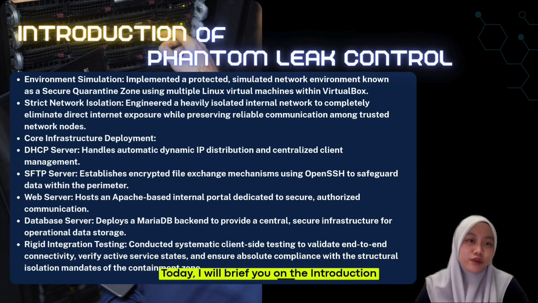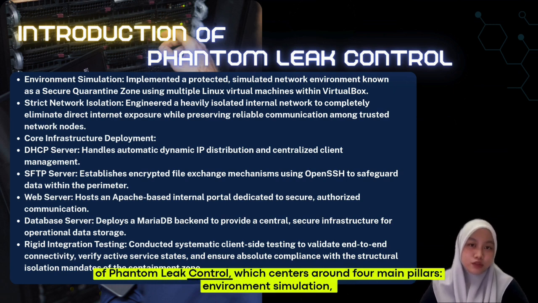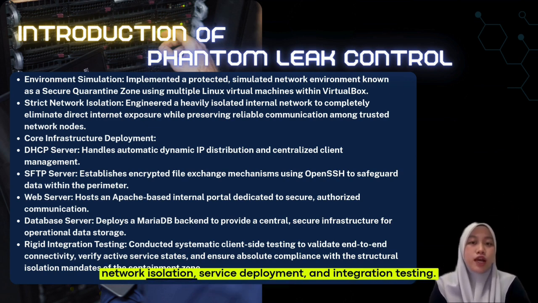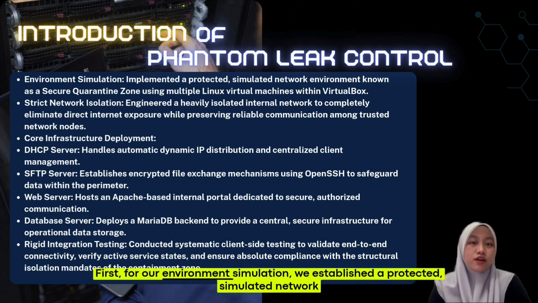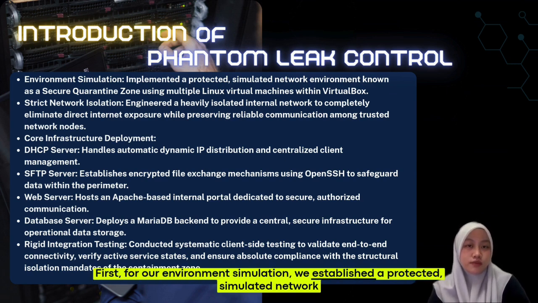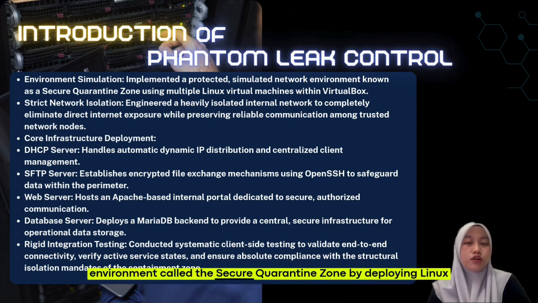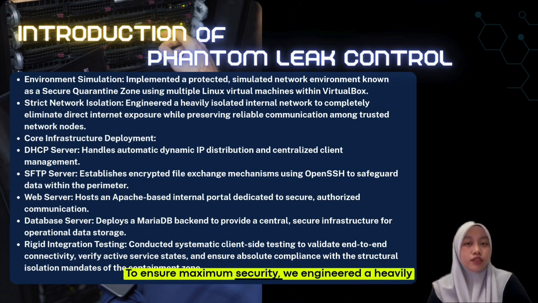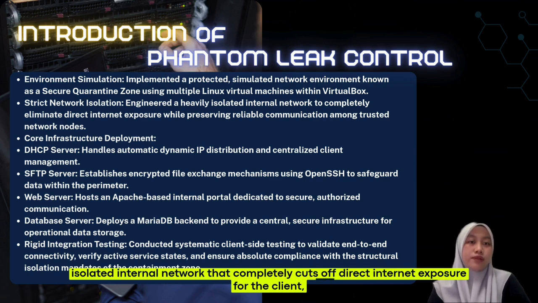Today I will brief you on the introduction of Phantom Lead Control, which centers around four main pillars: environment simulation, network isolation, service deployment, and integration testing. First, for our environment simulation, we establish a protracted simulated network environment called a secure quarantine zone by deploying Linux virtual machines within VirtualBox. To ensure maximum security, we engineered a heavily isolated internal network that completely cuts off direct internal exposure for the client.